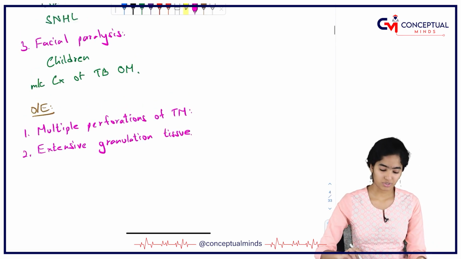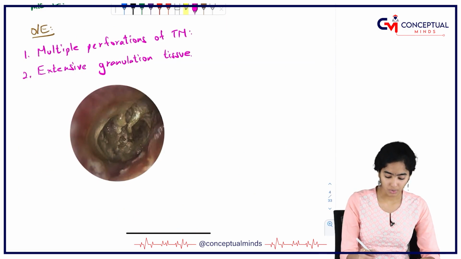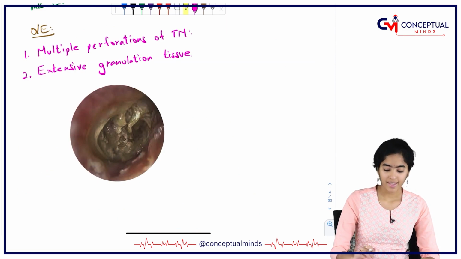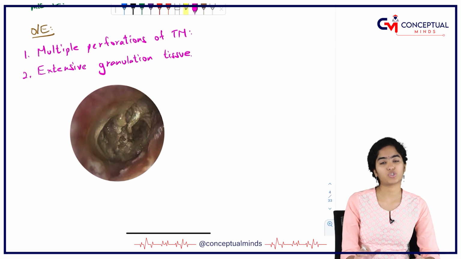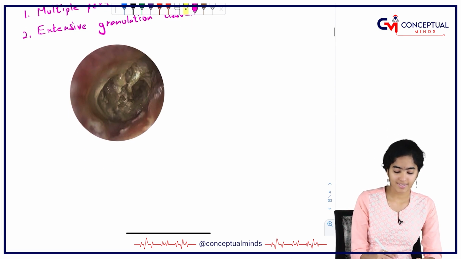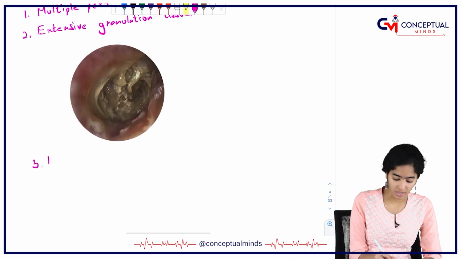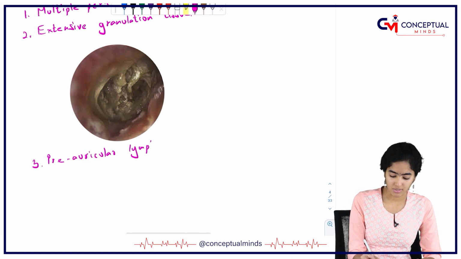You can see a picture here. This is how TB otitis media would look. There are multiple perforations along with extensive granulation tissue. And then sometimes the preauricular lymph nodes are enlarged.